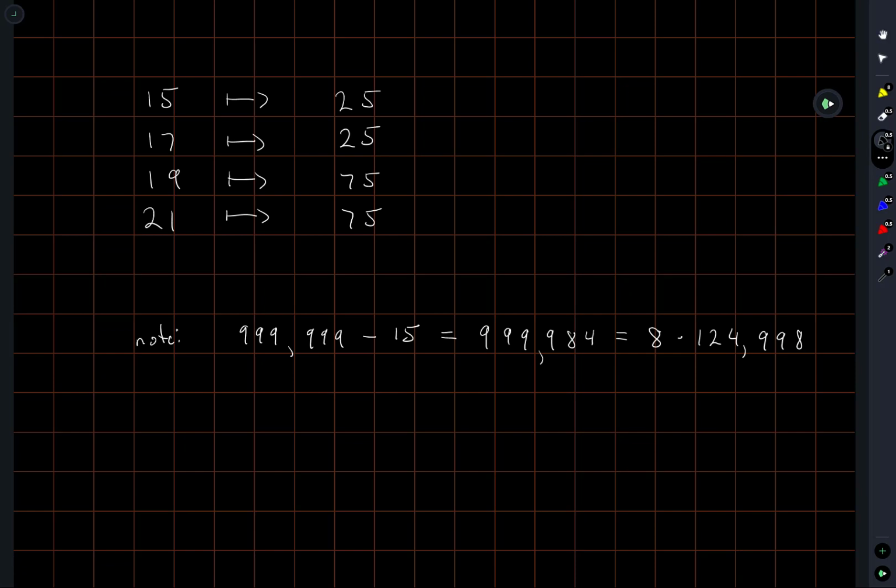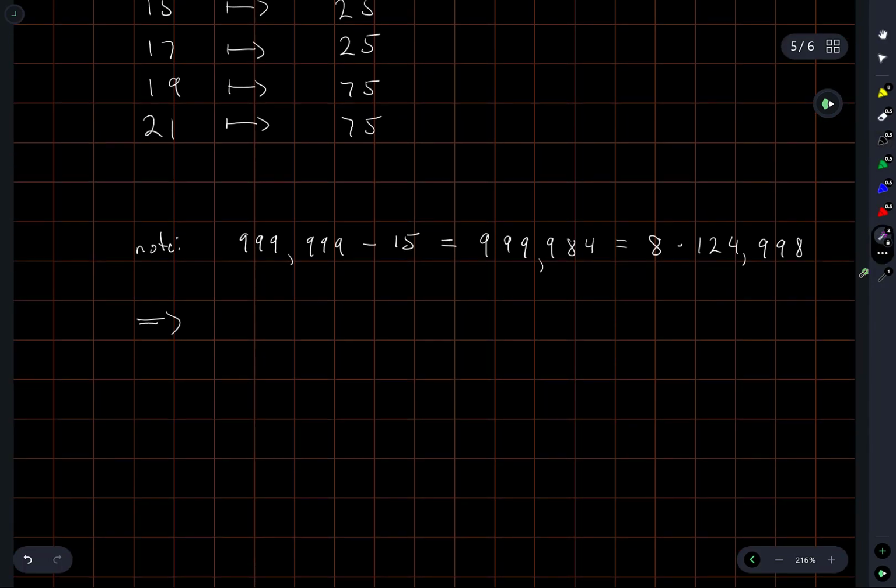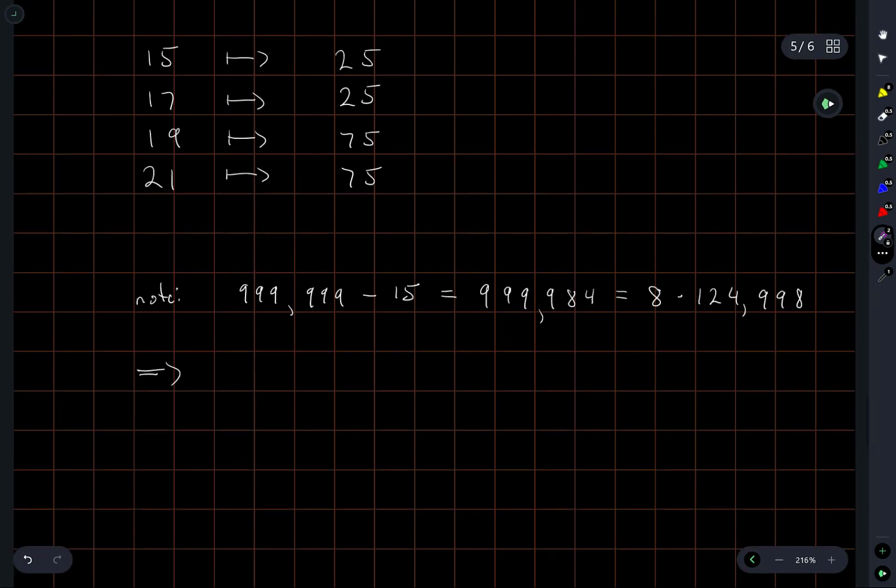So just some simple computations show that 15 differs from 999,999 by a multiple of 8, and so the product of all the odd numbers up to and including this is going to have the same last two digits as 15. And so, namely, the answer is 25.